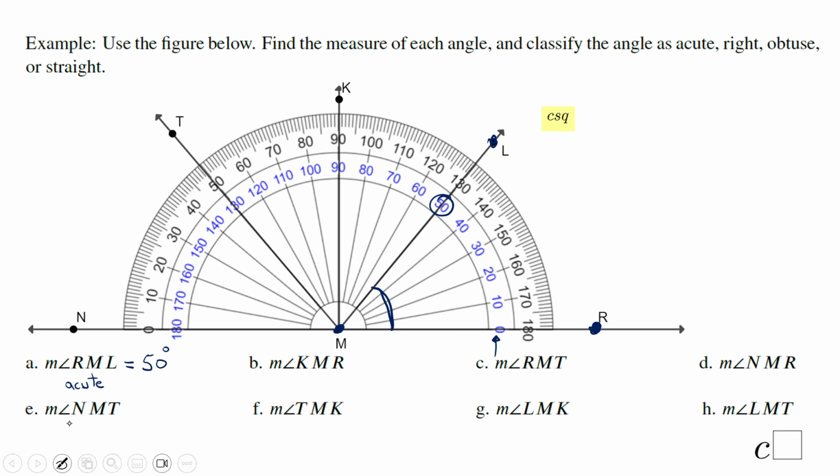Let's take a look at part B. How much is this angle? KMR.